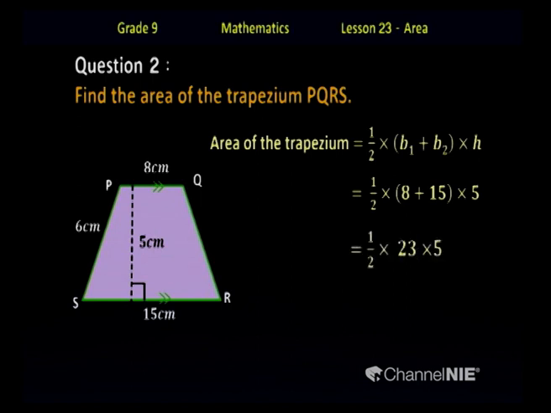Then simplify: half into 23 into 5. Now there is no number to cancel with 2. The denominator is 2, so we can't simplify, but we can multiply 23 and 5 and divide the answer by 2. Then you can get your answer: 57.5 square centimeters.